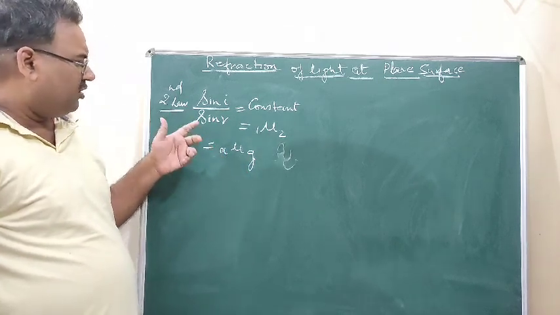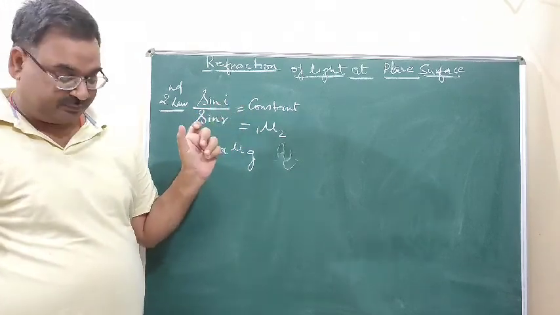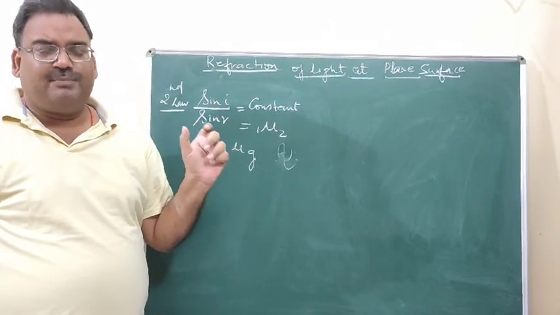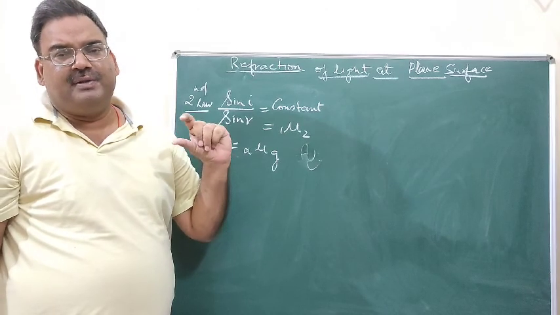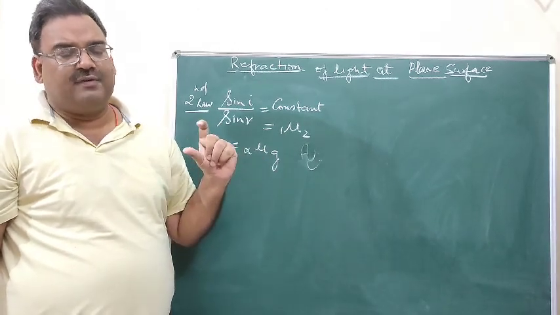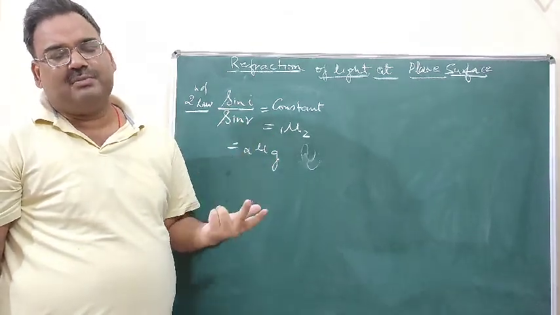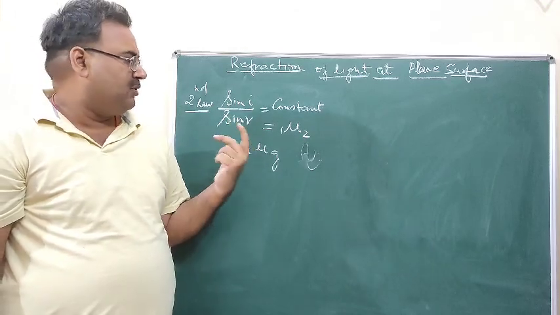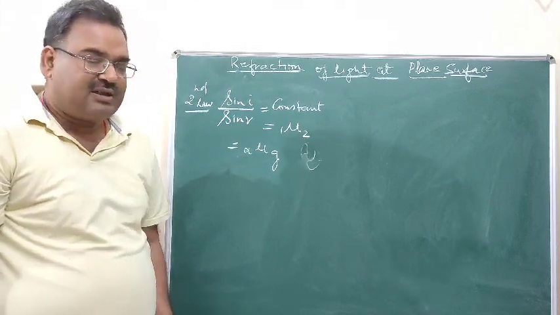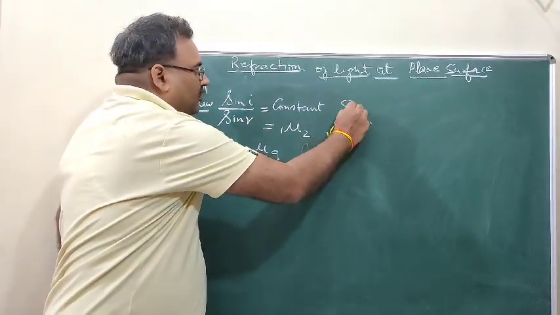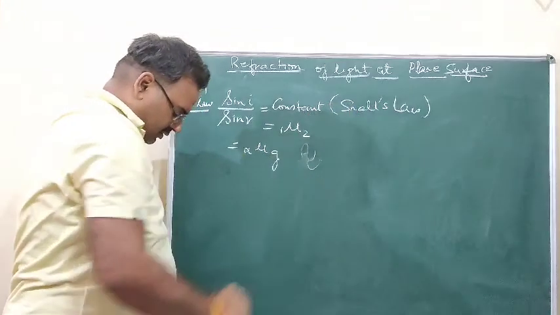So what is the second law? The ratio of sin I upon sin R equal to constant for a given pair of media. Now this clause, for a given pair of media, is very important, because this is a ratio between two media. The ray of light is traveling from air to glass, air to water. There are two media involved. So it is constant for a given pair of media. This is the second law of refraction. It is also known as Snell's law.